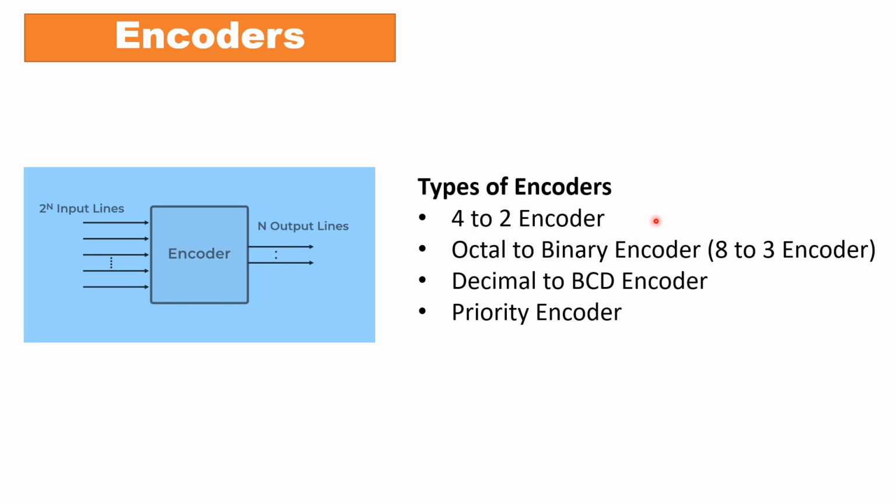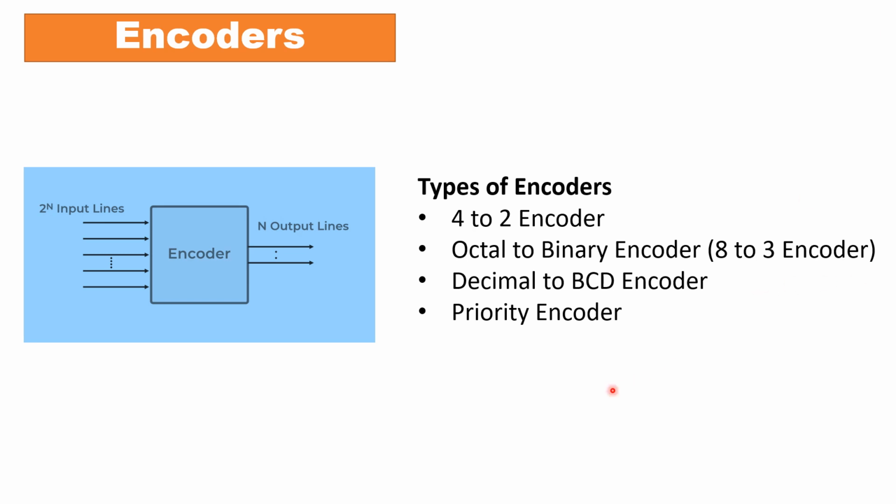A 4 to 2 encoder converts 4 input lines into 2 output lines. It takes 4 inputs and encodes them into a 2-bit binary representation. An 8 to 3 encoder converts 8 input lines into 3 output lines. It represents the octal number system in binary. A decimal to BCD encoder converts a decimal input 0 to 9 into a 4-bit BCD output. Each decimal digit is represented by its corresponding BCD value.